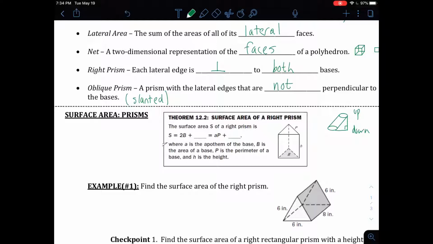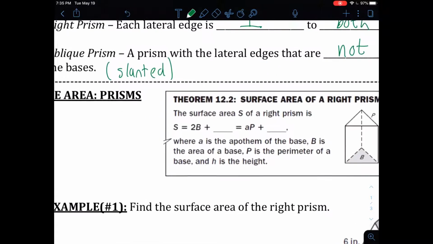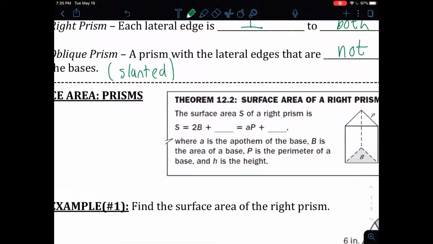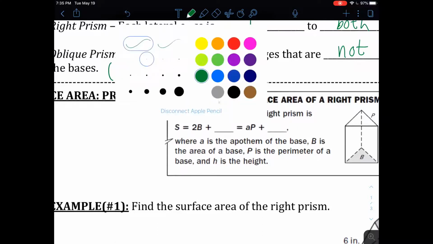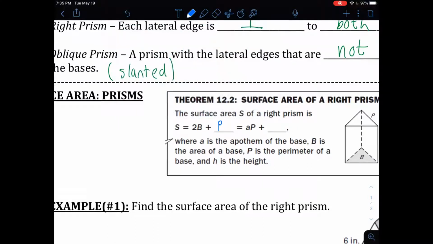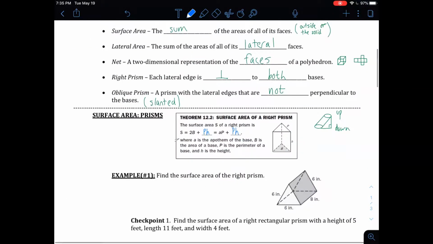All right, sounds good. So, surface area of prisms. The surface area of the prism is 2 capital B plus the perimeter times the height. I'm going to use a different color. We're not going to worry about the second one, but here's what we're going to fill in here.